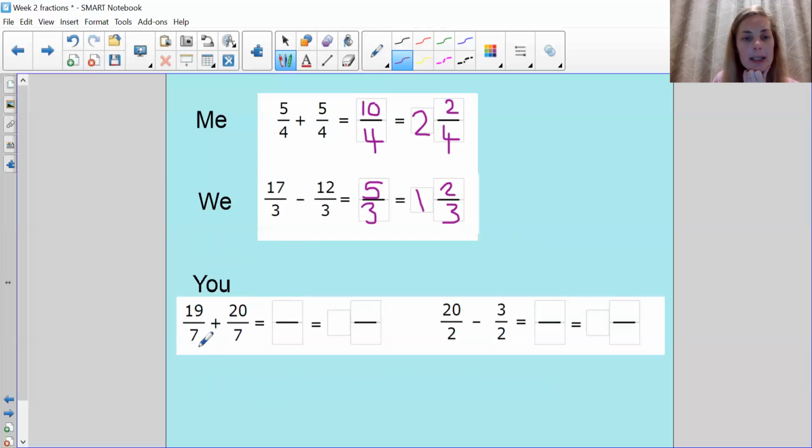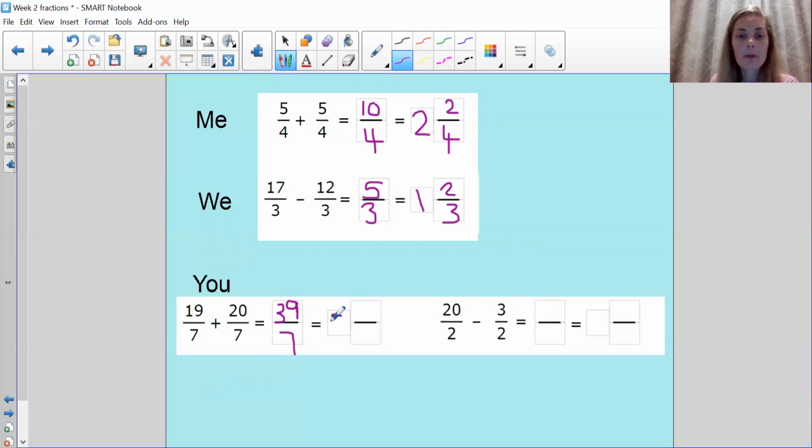Good, right, so happy days, bottom number is the same, so all I have to do is add the top numbers and I get 39. And I leave the bottom number the same. And now I'm going to say how many groups of 7 can I make with 39? So how many times does 7 go into 39, and if I need to, I'm going to count 7, 14, 21, 28, 35, and I can't go any further.